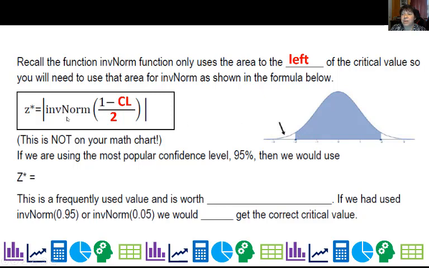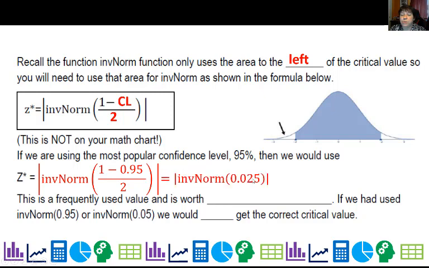Either one works, and I know most of you prefer the shortened formula. So let's go ahead and do the most popular confidence level, which is 95%. So we're going to do inverse norm of 1 minus 0.95 over 2, or inverse norm of 0.025, and we get z star is 1.96. That's the one I mentioned earlier. This is used so frequently, it is worth memorizing.